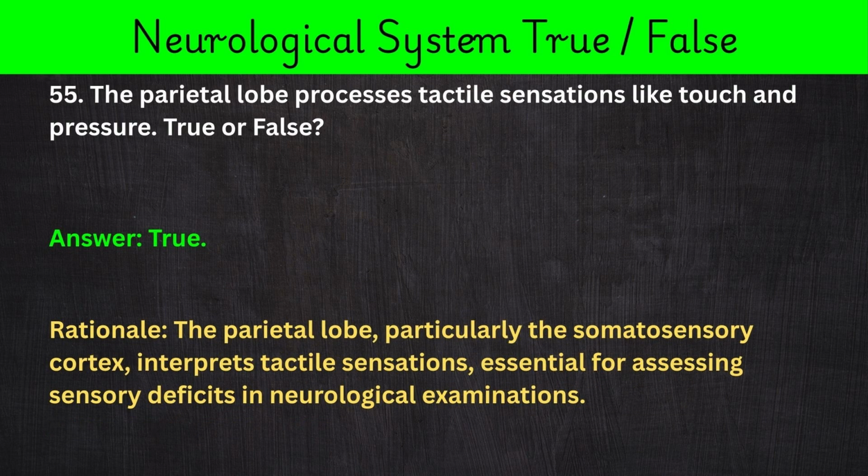55. The parietal lobe processes tactile sensations like touch and pressure. True or false? Answer: true. Rationale: the parietal lobe, particularly the somatosensory cortex, interprets tactile sensations, essential for assessing sensory deficits in neurological examinations.